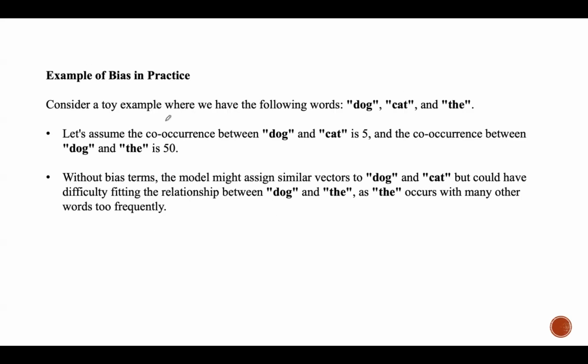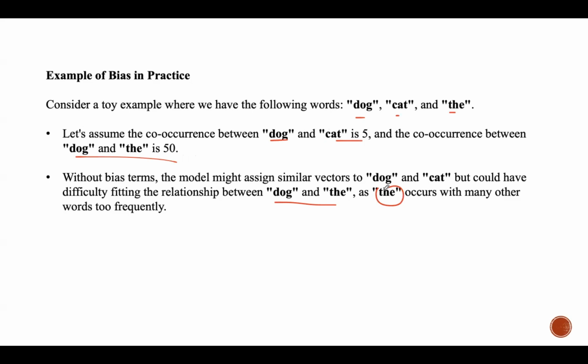So, if you take an example of bias in practice, assume that we have the words dog, cat, and the, and also assume that the co-occurrence between dog and cat is 5, and the co-occurrence between dog and the is 50. Say, if you ignore these bias terms, then usually the model may assign similar vectors to dog and cat.